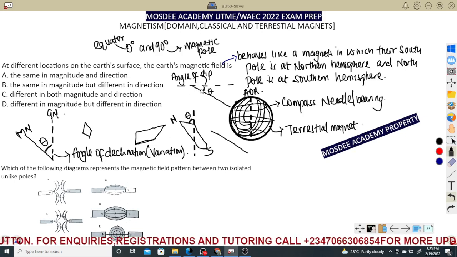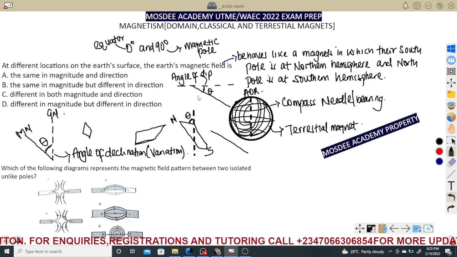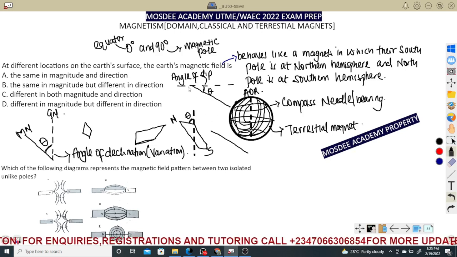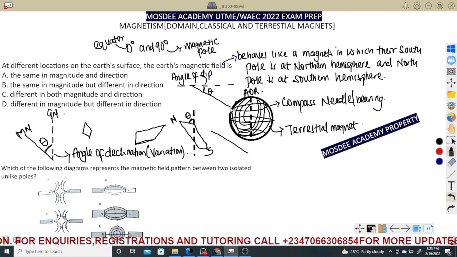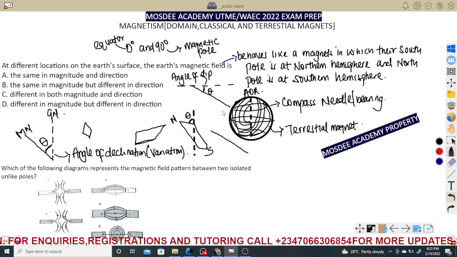I will define another angle, the angle of dip. And that one is the angle that lies between the horizontal line and the direction of the Earth's magnetic field. So always keep that at the back of your mind. Short concepts, they are very important.